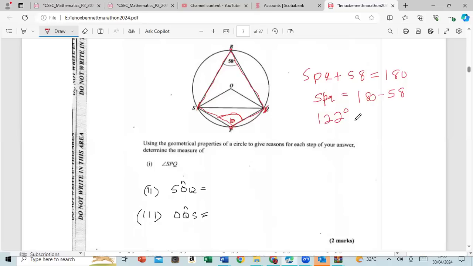And you have to give them a reason, right? Cyclic quadrilateral, supplementary. You can just write QAD for quadrilateral. Supplementary. You get it, right?